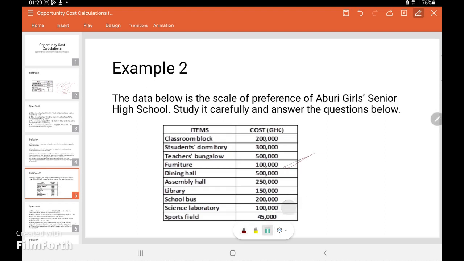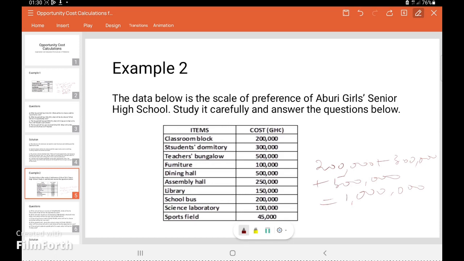The school will be able to purchase the classroom block, which value is 200,000, plus the student dormitory, which is 300,000, plus the teacher's bungalow, which is 500,000. So if you put these values together, you see that we have 1 million Ghana cedis. So the school choice will be classroom block, student dormitory, and teacher's bungalow. And that will sum up to the 1 million Ghana cedis.